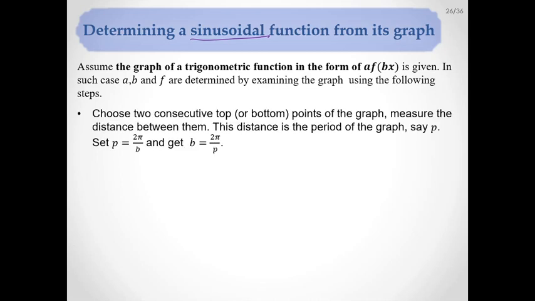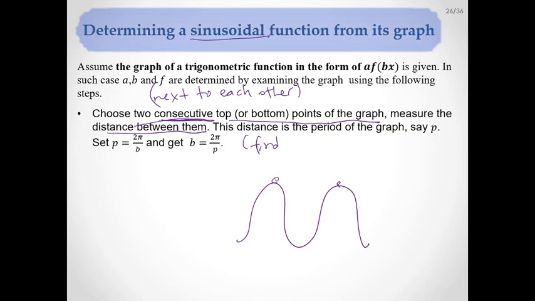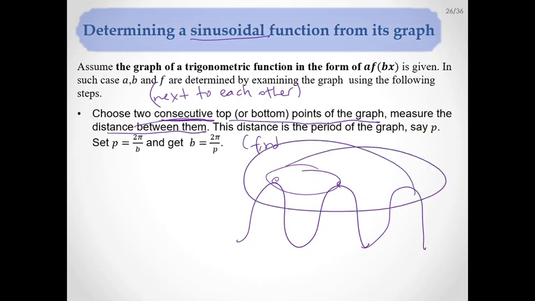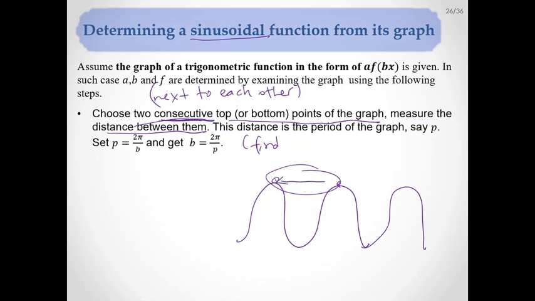Okay. Now the first thing is: choose two consecutive top points from the graph and measure the distance between them. Consecutive means next to each other. So here, these are next to each other. So we will choose these two, not three of them. So this will give you the distance here. So we check the distance. This distance will give you the period. Or you can choose the consecutive bottom points here. It will give you the period also.